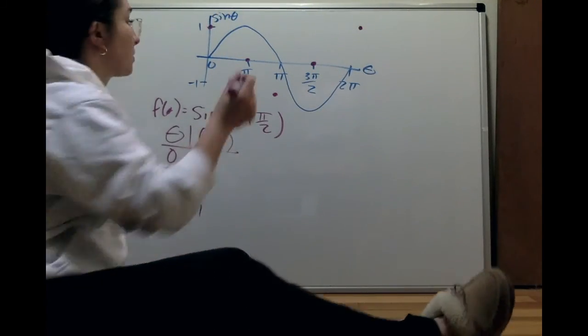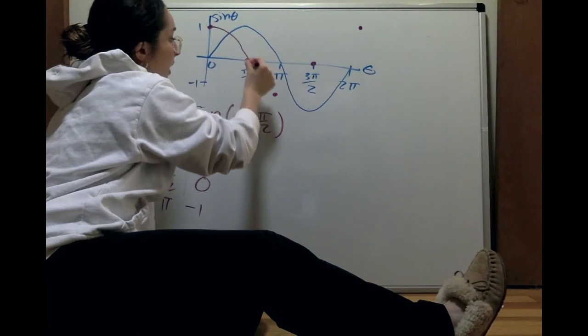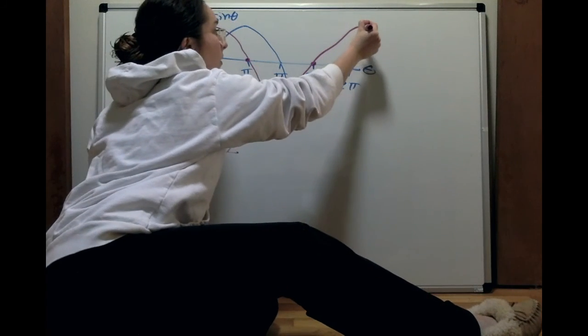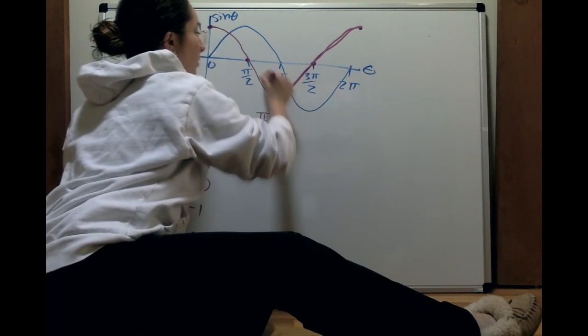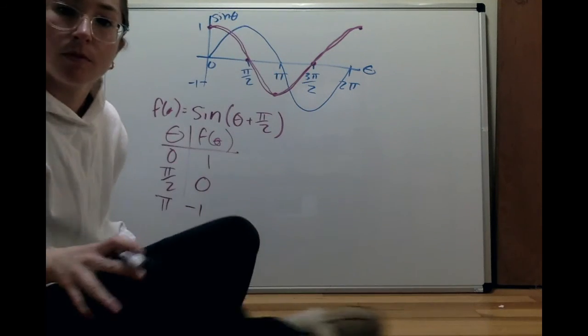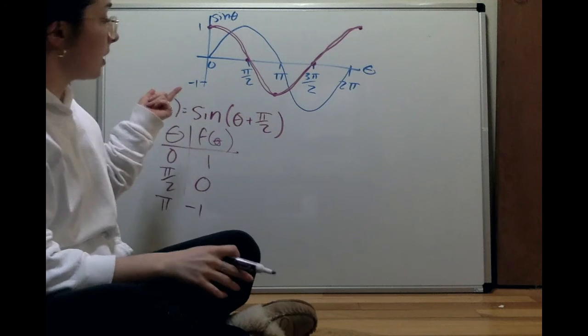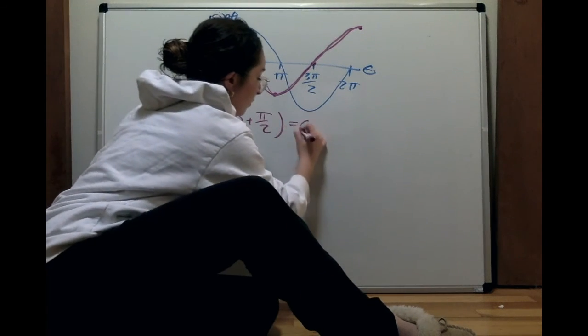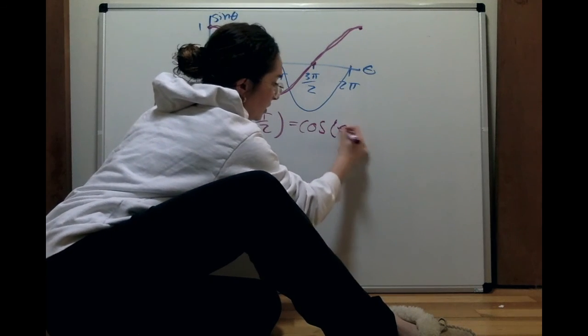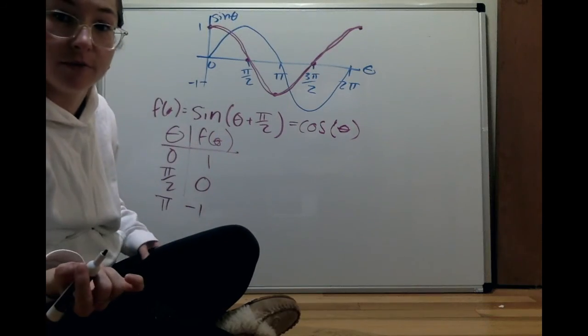And you may think that this looks pretty familiar. This is also the graph of cosine. Ooh, it's kind of mixed up. So that's how you get the cosine graph as a transformation from the sine graph.